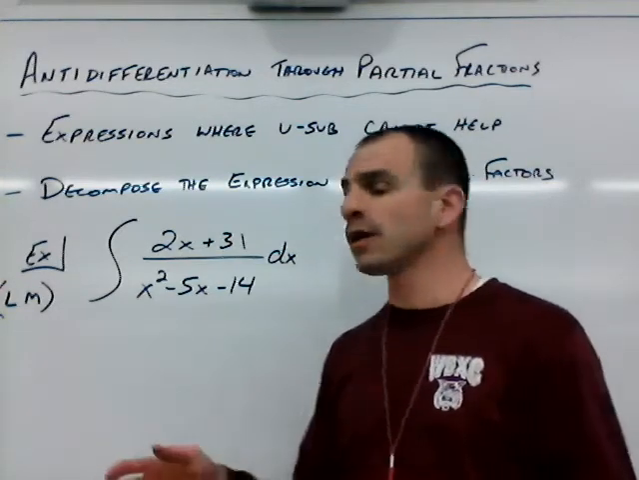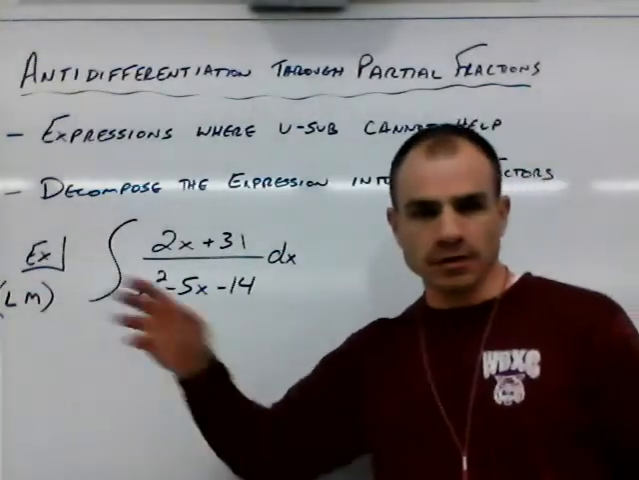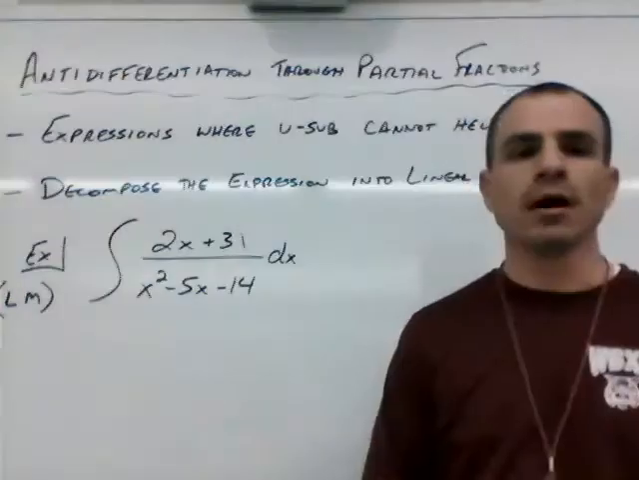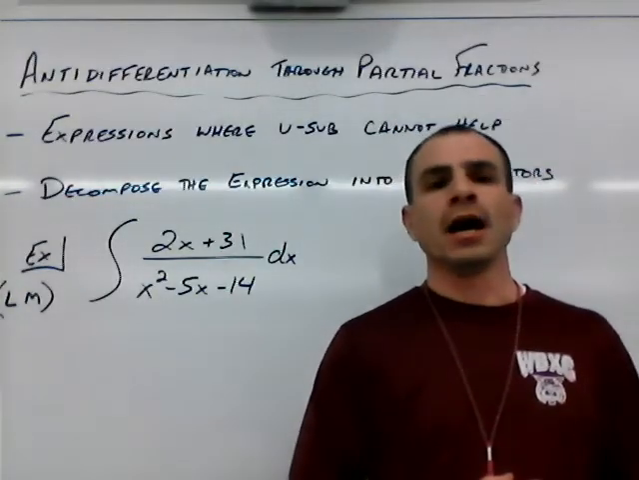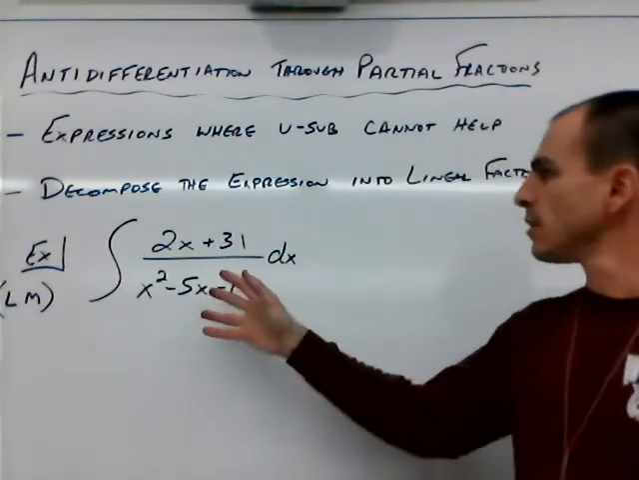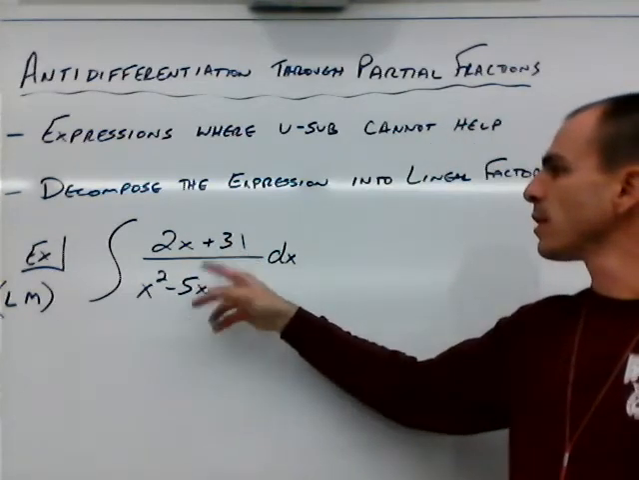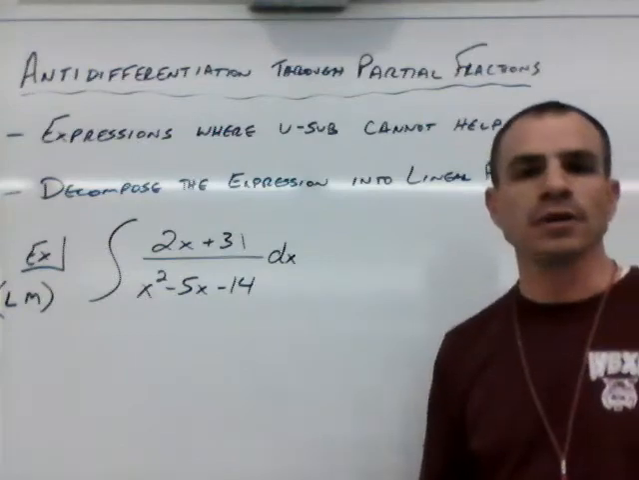Now, if we were to look at this, and this problem, by the way, to give credit, is by the author Lynn McMullen. If we look at this expression right here, we have 2x plus 31 in the numerator. We have x squared minus 5x minus 14 in the denominator.